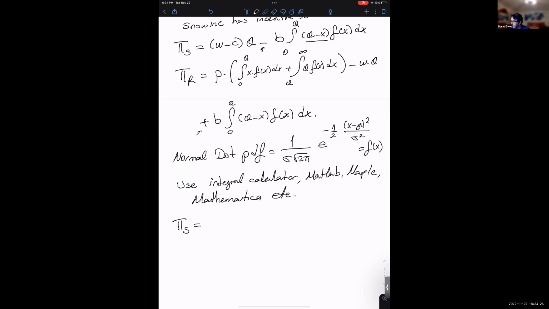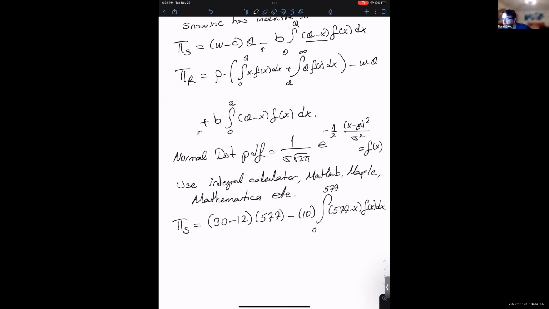Now, in this case, I'm going to plug in the numbers. Pi sub s is equal to W minus C. W is $30, remember, and the cost is $12. And how much do we sell? 577, minus B, the buyback price, which is 10. Now let me plug in 0 to 577, 577 minus x, f of x dx. So here the challenge is to find the integral.